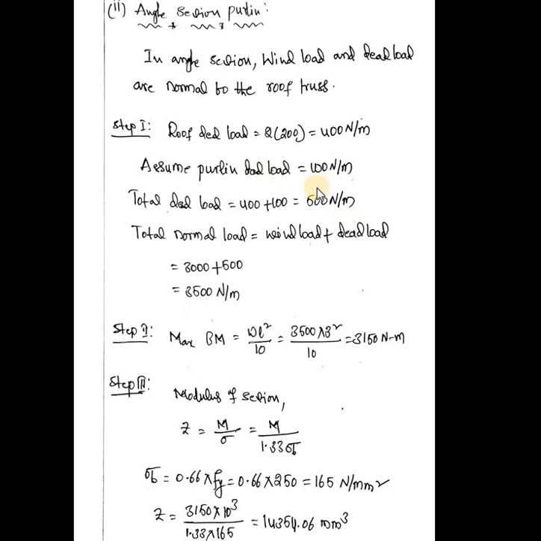This is step 1. Coming to step 2, here we are not calculating load along the UU axis, only VV axis we are calculating load. Why? Because it is an angle section. For this angle section we are calculating only normal load. Normal load is required for angle section. Okay, so this is very important.